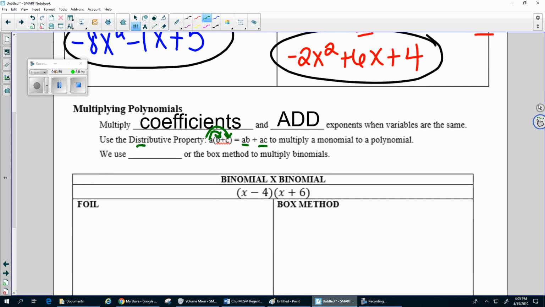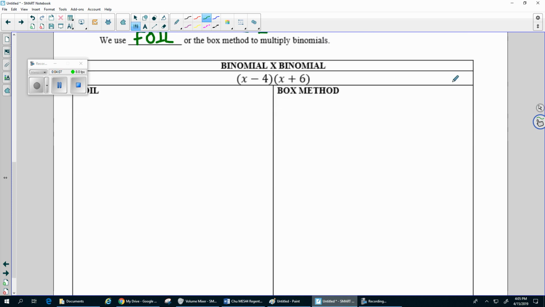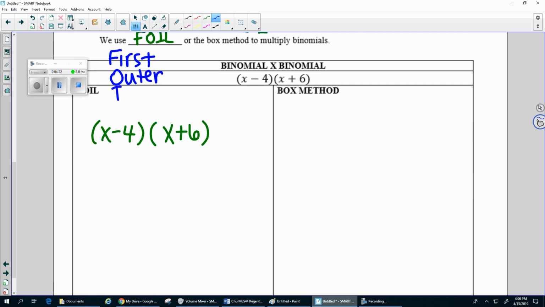2 ways we multiply. We use FOIL, or we can also use the box method. And let's practice both on this same problem. X minus 4 times x plus 6. We're first going to practice FOIL. FOIL stands for first, outer, inner, and last.